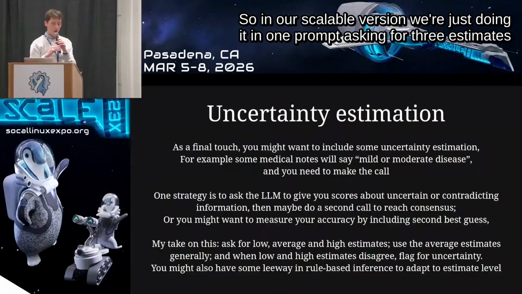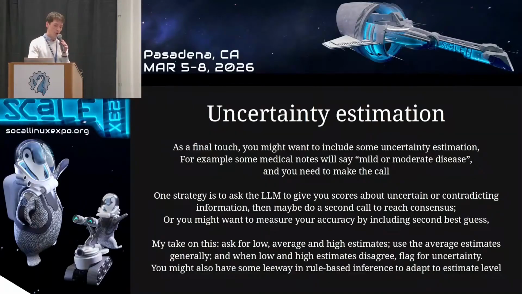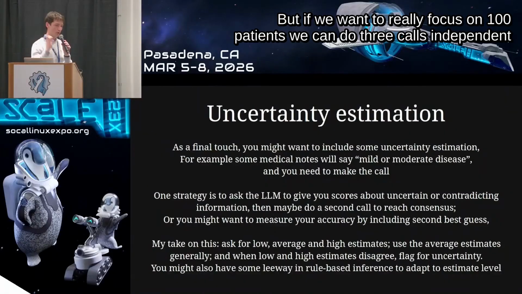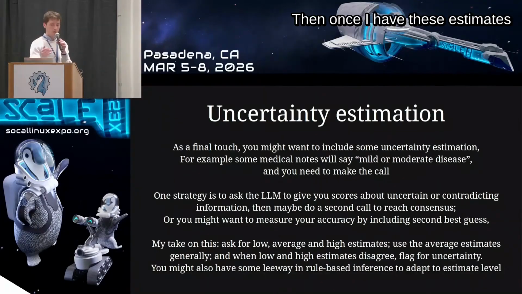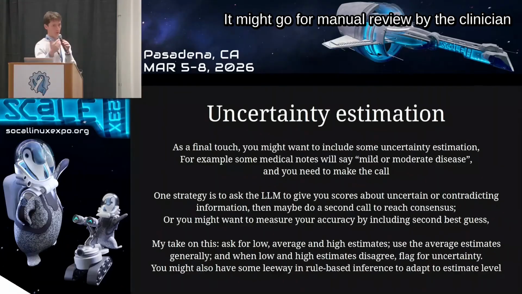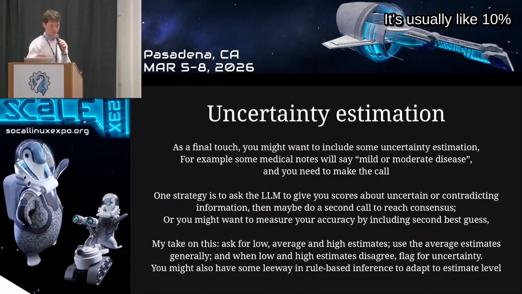So in our scalable version, we're just doing it in one prompt, asking for 3 estimates. But if we want to really focus on 100 patients, we can do three independent calls. Then once I have these estimates, if they all agree we're good, if they don't agree, I'm flagging it. It might go for manual review by the clinician. It's usually like 10%.